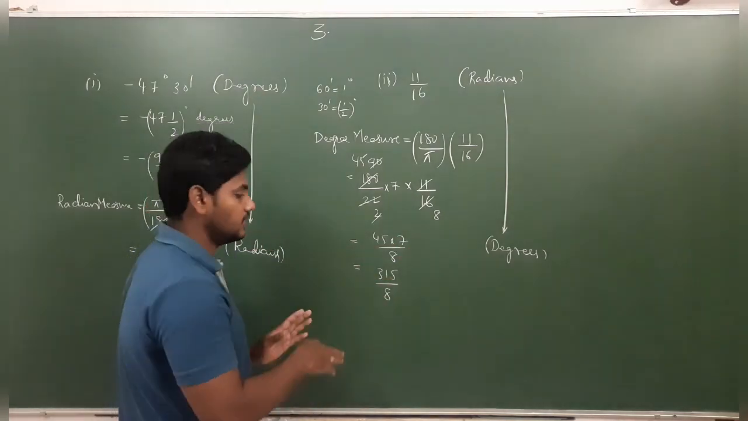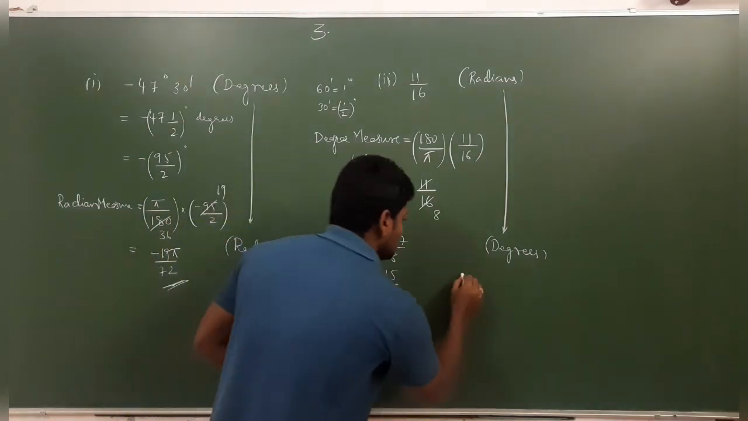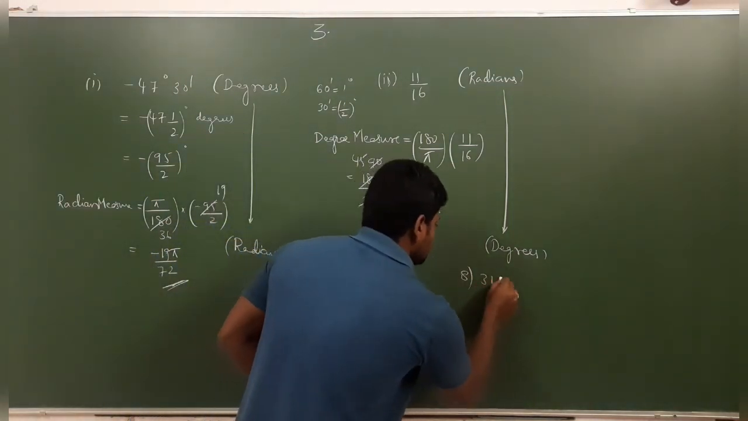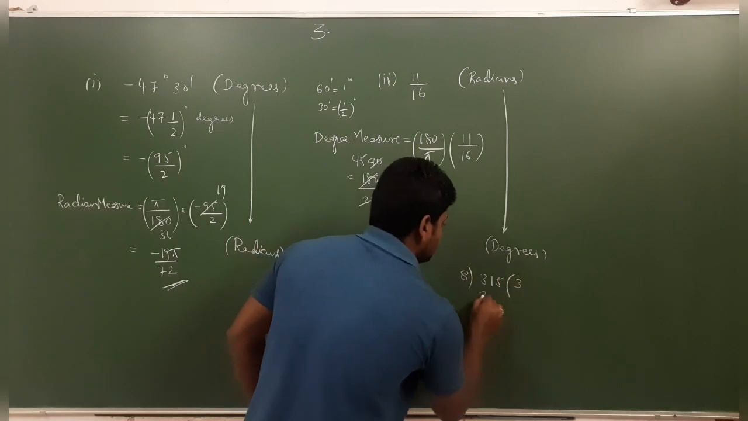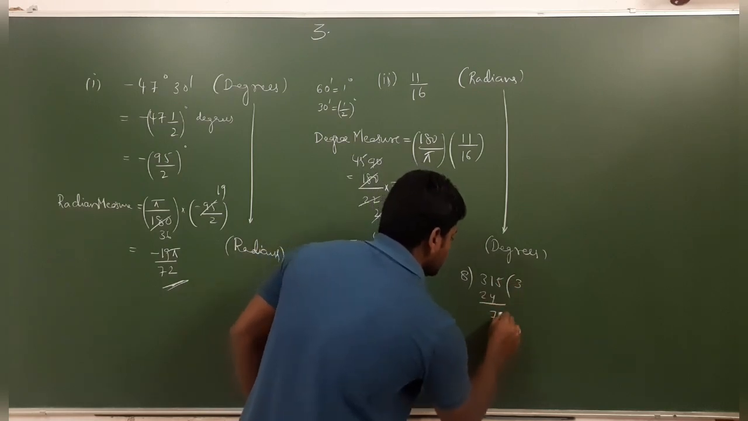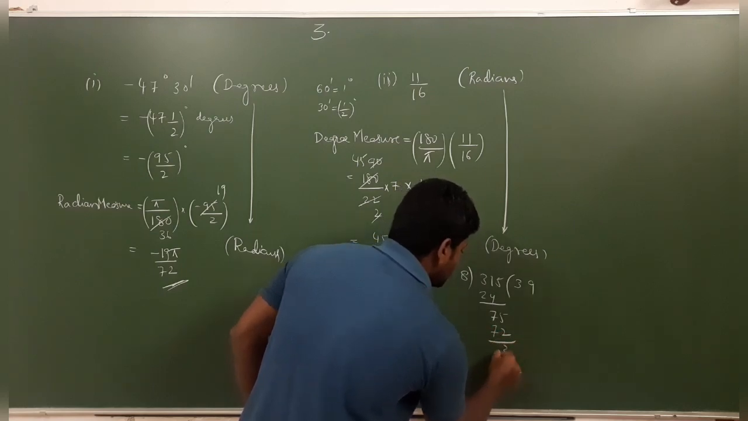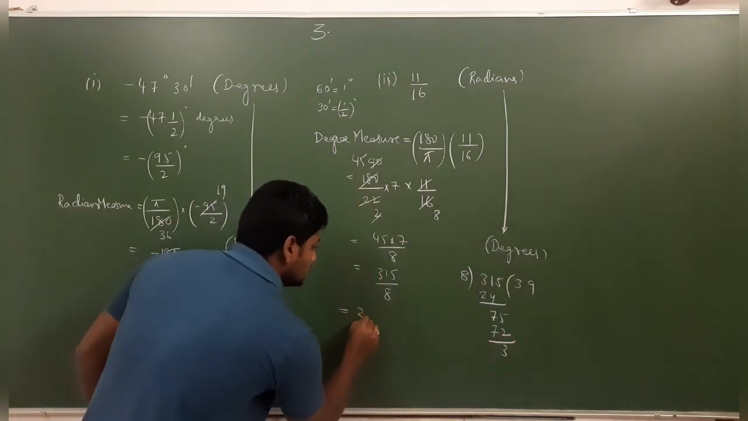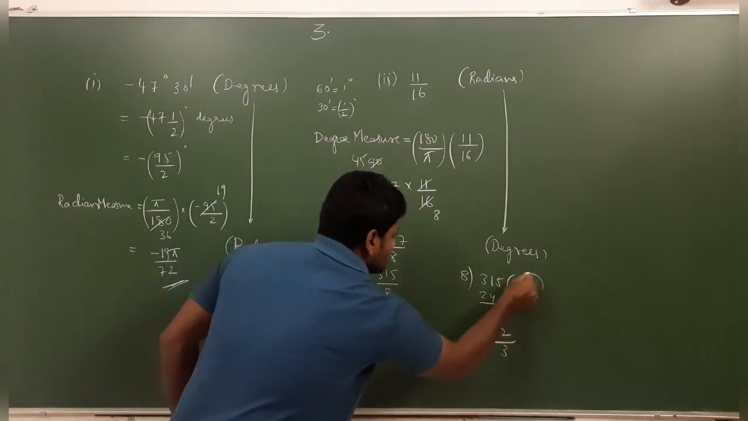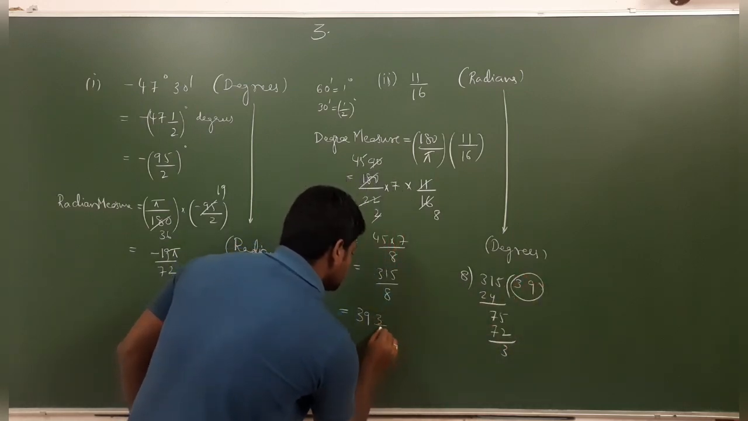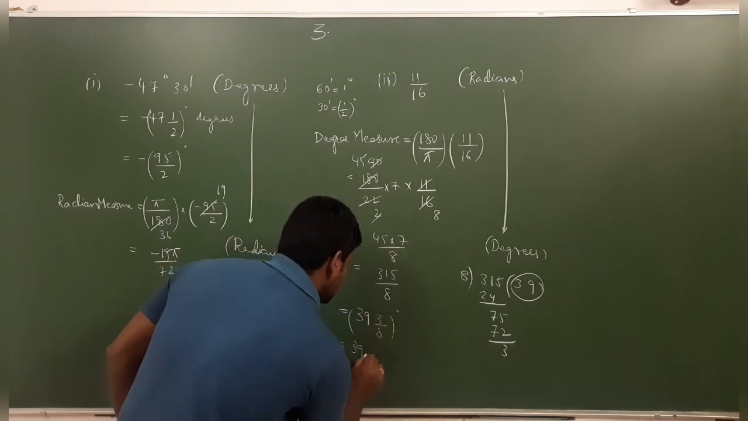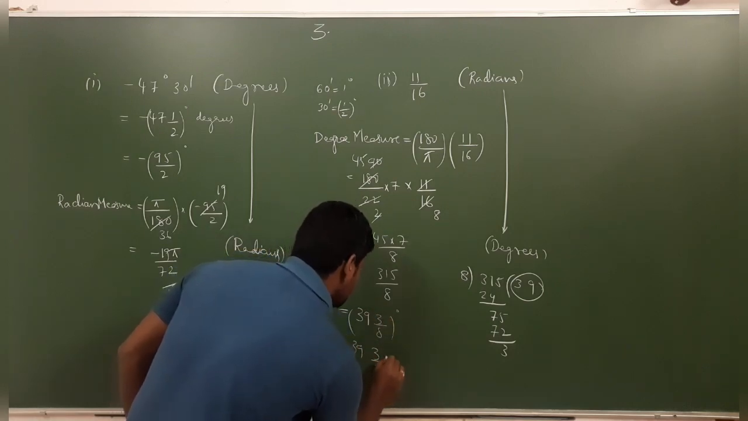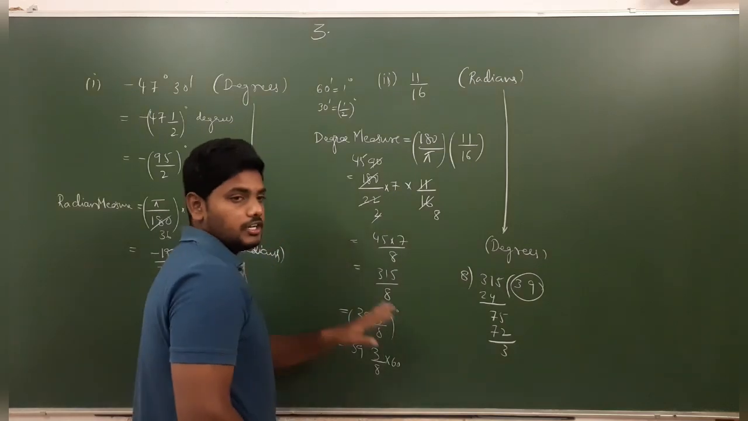Degrees, minutes, seconds if possible. For that we need to do division. 315: 8 3s are 24, so the remainder is 7 and we bring down 5. 8 9s are 72, so the remainder is 3. Then how do we write it? 39 and 3 by 8 degrees, and 3 by 8 we need to multiply by 60, right? To convert into minutes again.